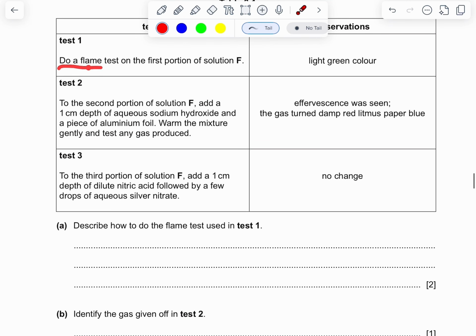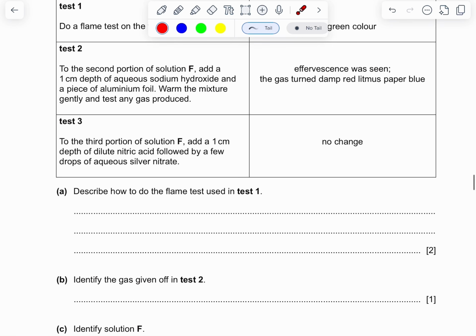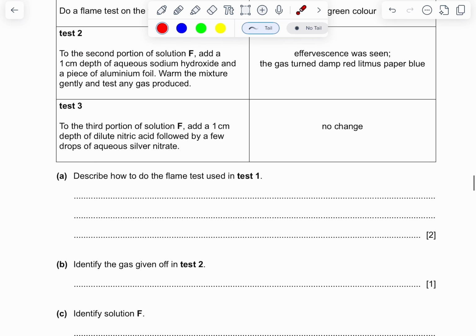Alright, first reaction, the color is green. We know what color that is, right? It is mentioned at the end of the paper, but it is good if you remember. Alright, to the second portion of solution F, add 1 cm depth of sodium hydroxide and a piece of aluminum foil. This is to test for nitrates. Effervescence was seen, gas, red litmus paper turned blue, so nitrate is also present. To the third portion of solution F, add a 1 cm depth of dilute nitric acid, followed by a few drops of aqueous silver nitrate. No change. Alright, so meaning there is no chloride.